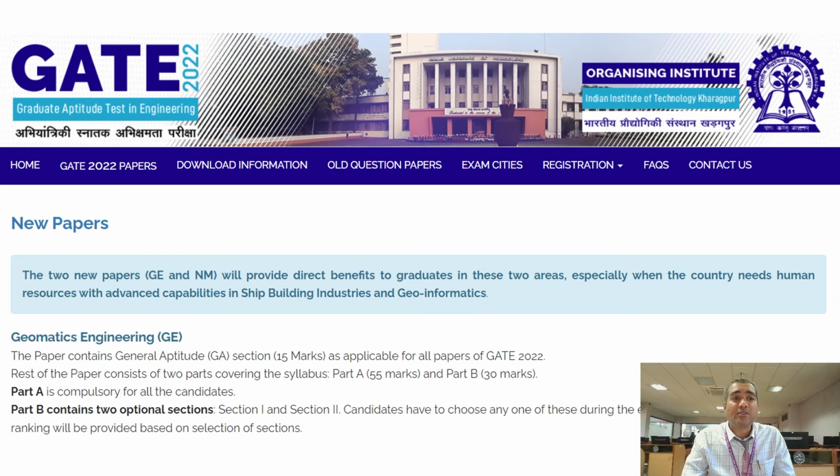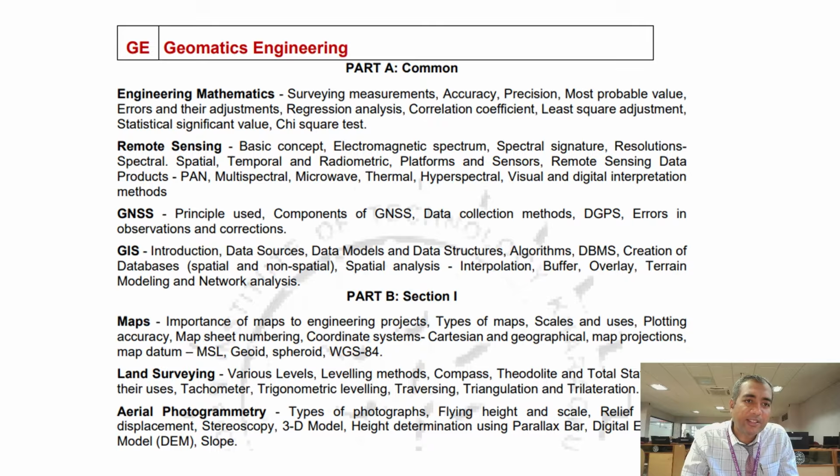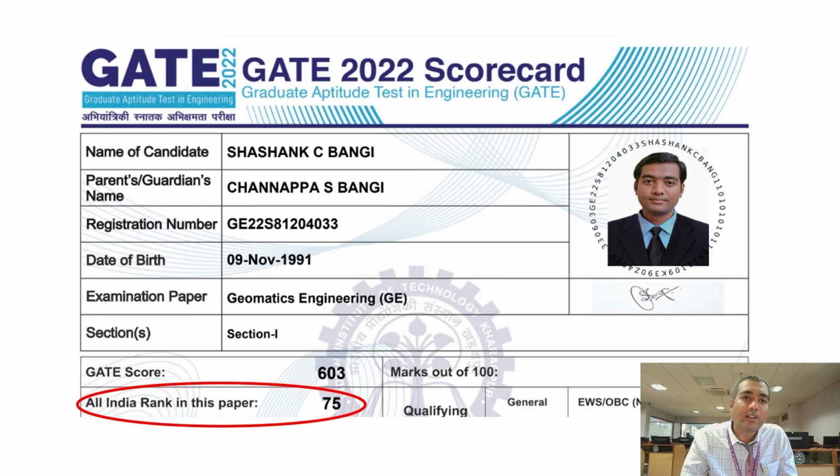Okay. So coming to another advantage, from 2022, GATE has started taking geomatics engineering as one of the subjects, and if you look at the syllabus, it is almost similar to this particular subject. If you study this subject, you can appear for the GATE in geomatics engineering and you can qualify. In 2022, for the first time I appeared for the exam, and in that exam I got the 75th rank all over India. So you can also try and you can also get a better ranking.